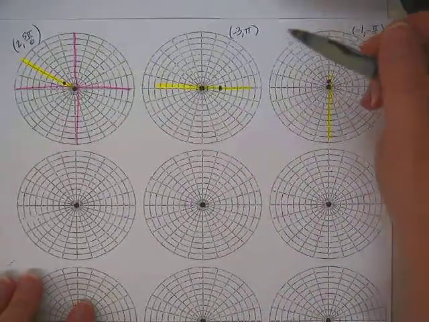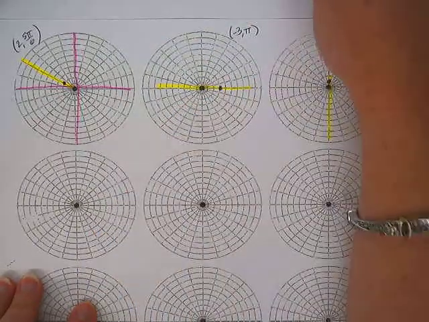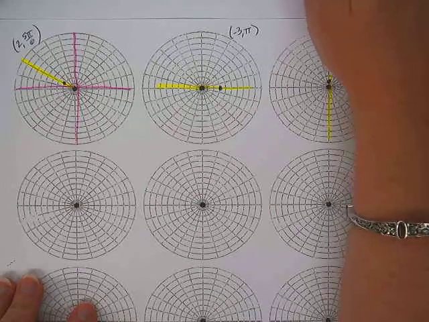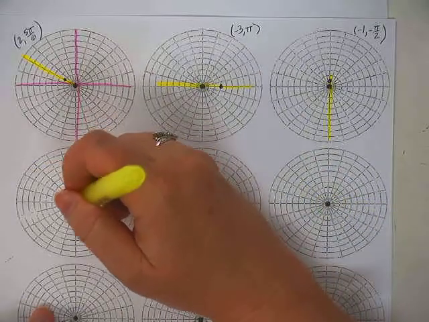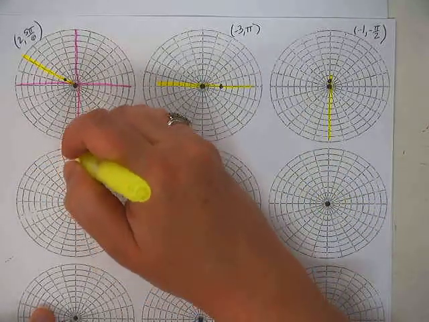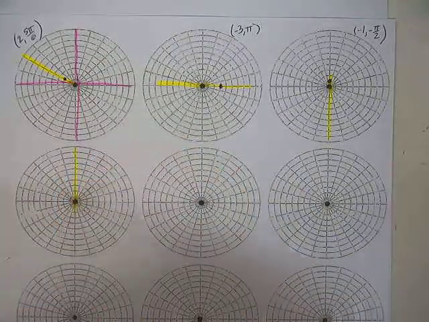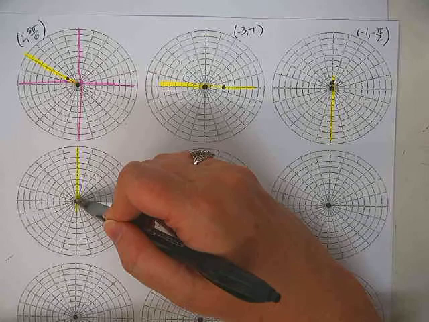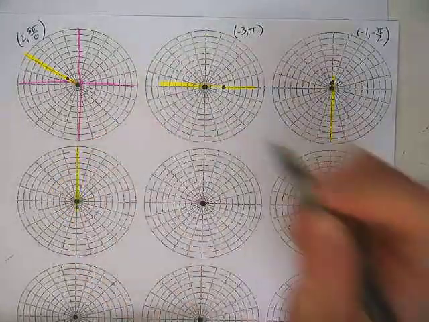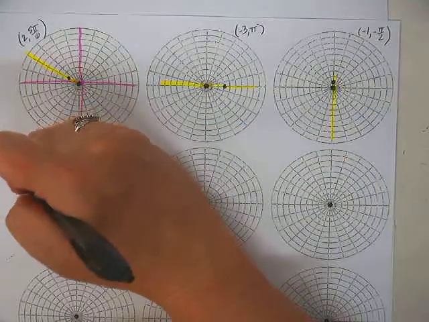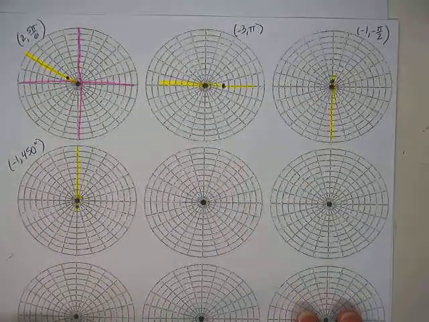Next one, 450. So 450 would be all the way around 360, so I'm going to subtract out 360 from that. What's left over? 90. So we end up going all the way around plus another 90 degrees. But then because it's a -1 radius, 90 degrees would be up that direction, but the -1 radius makes us go down that direction. So that would be -1, 450.